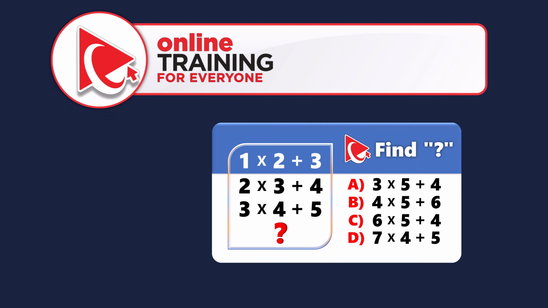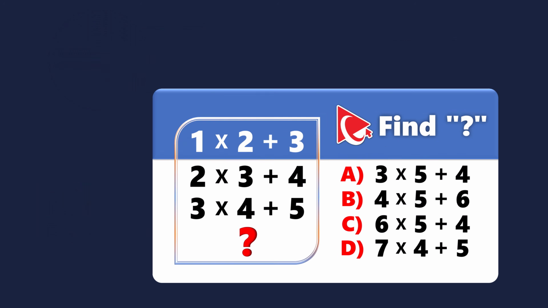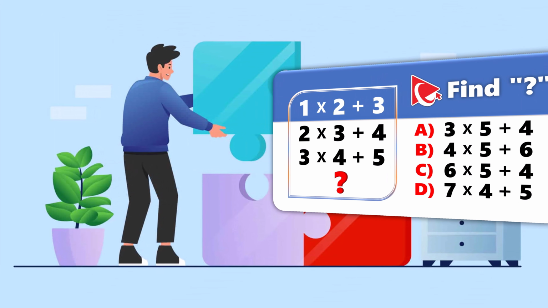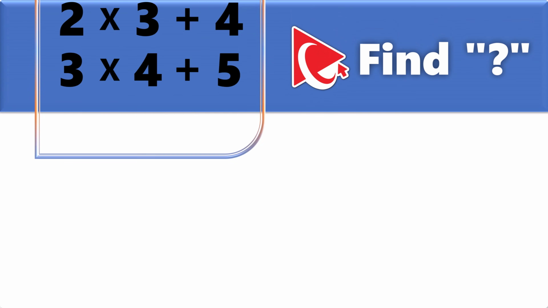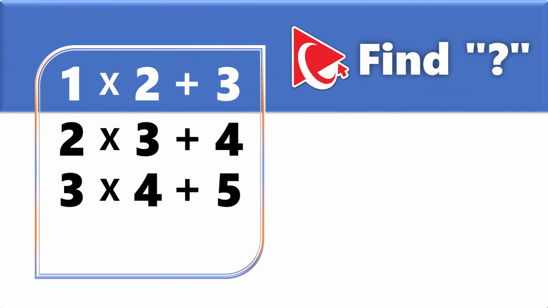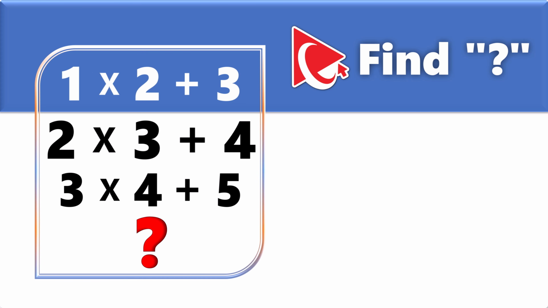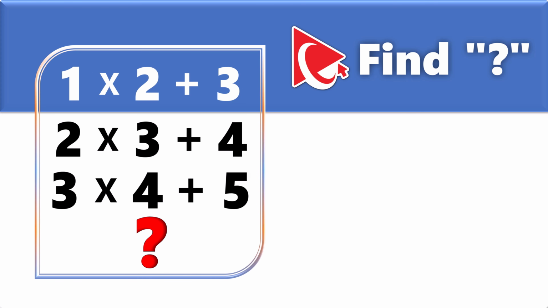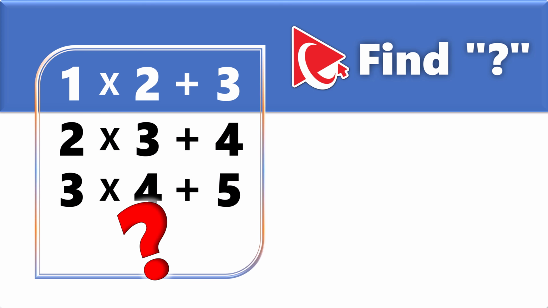Let's explore this mind-boggling assessment test together. This question goes beyond typical assessment and validates your attention to details as well as your practical problem-solving techniques. You're presented with 3 expressions and you need to find the fourth one. The first expression is 1 by 2 plus 3. The second expression is 2 by 3 plus 4. The third expression is 3 by 4 plus 5. The fourth expression would need to be selected and rationalized out of 4 possible choices.